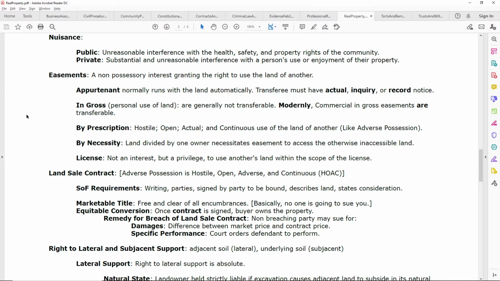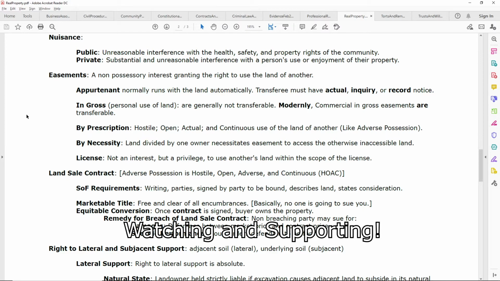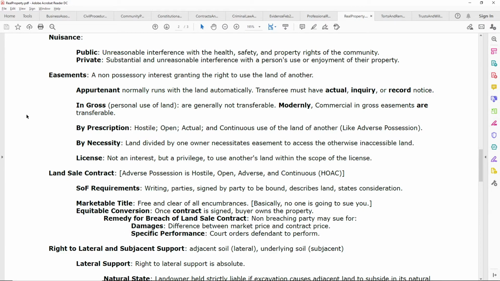By prescription: hostile, open, actual, and continuous use of the land of another, like adverse possession. By necessity: land divided by one owner necessitates an easement to access the otherwise inaccessible land. License: not an interest, but a privilege to use another's land within the scope of the license.